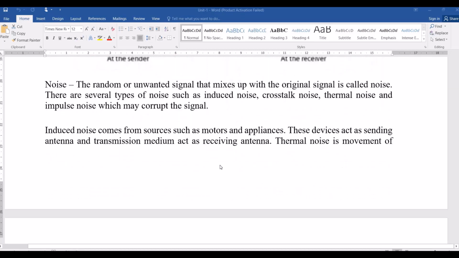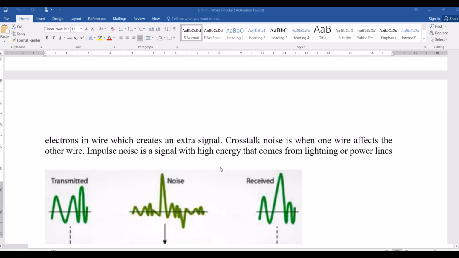Thermal noise is the movement of electrons, which creates extra signals. There's lots of movement of electrons in the conductors, so it creates extra signals.